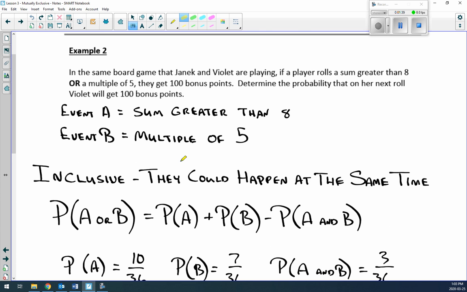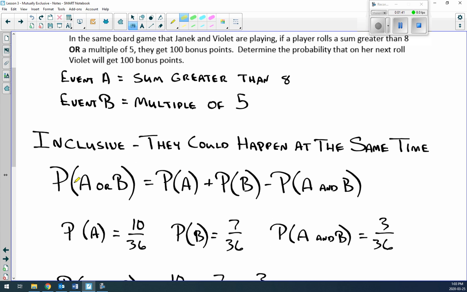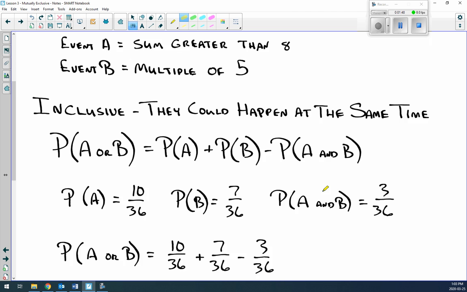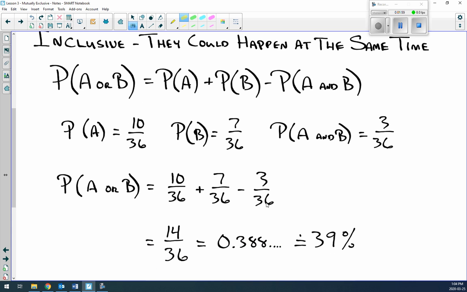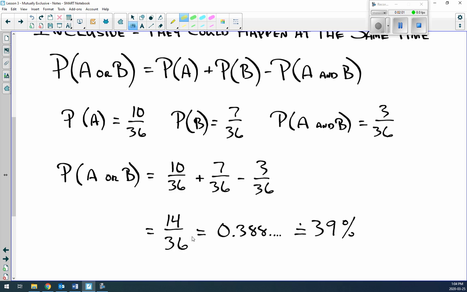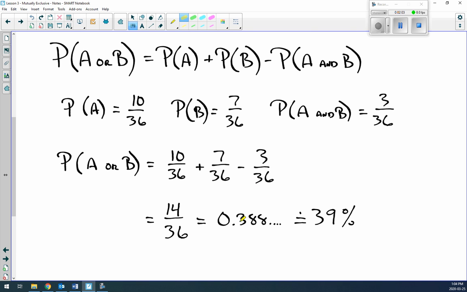Okay, so these are inclusive, so it's a different formula. So the probability of A or B equals the probability of A plus the probability of B minus the probability of A and B. That's the overlap part if we were to do Venn diagrams. So probability of A, 10 over 36, probability of B, 7 over 36, and the probability of A and B, that's that 3 over 36. So we add them and then subtract. So you end up with 14 over 36 or 0.388 repeater, or approximately 39%. So those are inclusive events, so they could happen at the same time.